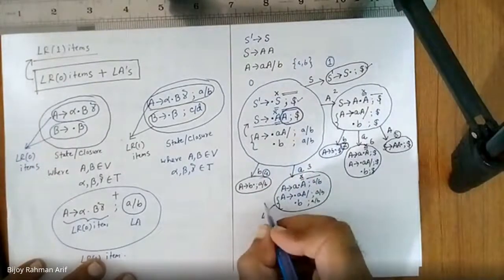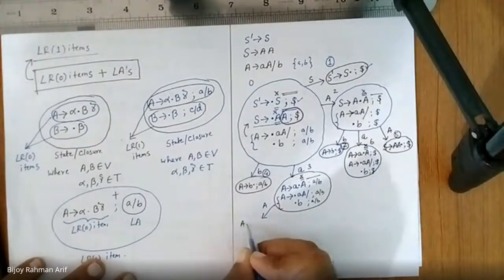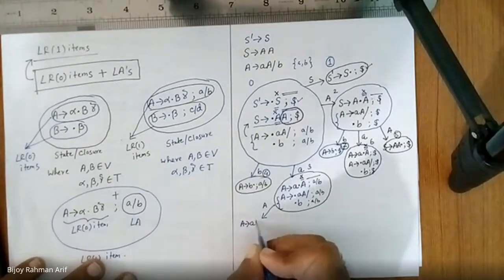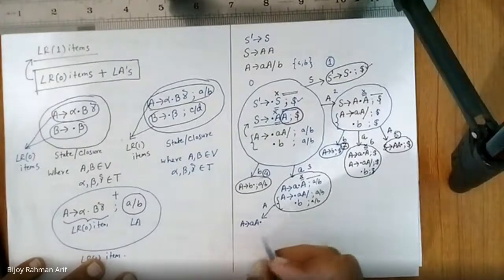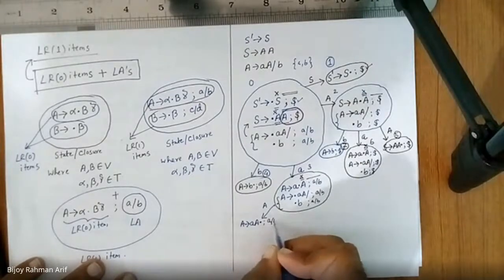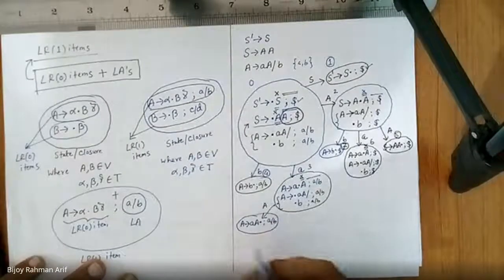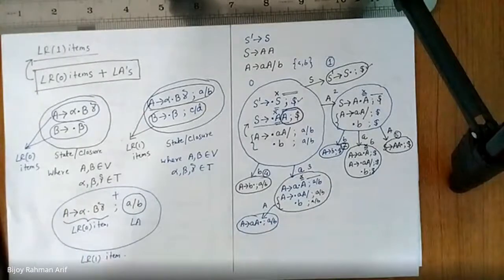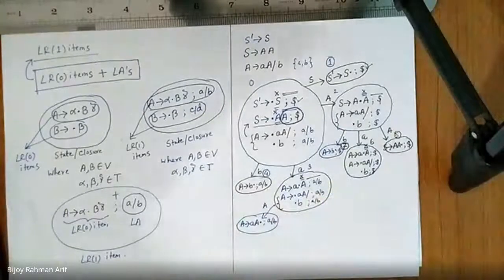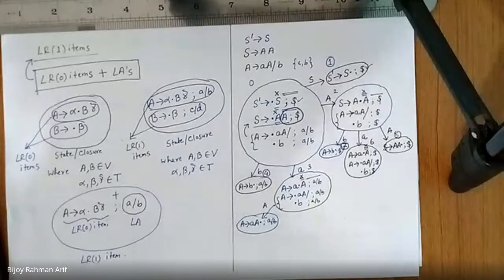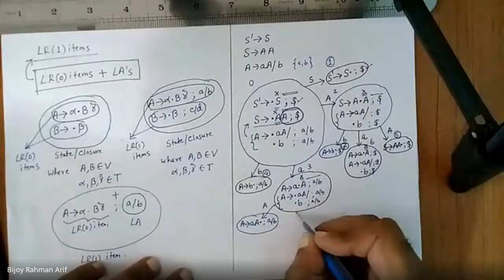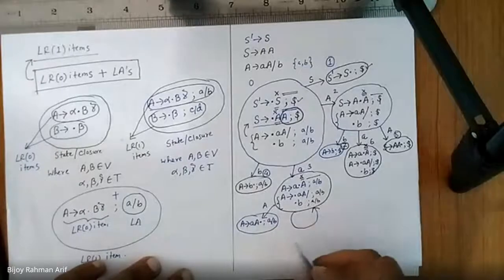Go to on capital A. What do you get? A derives small a, capital A dot. So it is the final item. We have to stop there, and look ahead does not change. Now, if you move on small a, what do you get? Small a closure, A itself. And what would be the look ahead? A or B. So then we again come back to the same state. Now it is fine. Did you get the point?